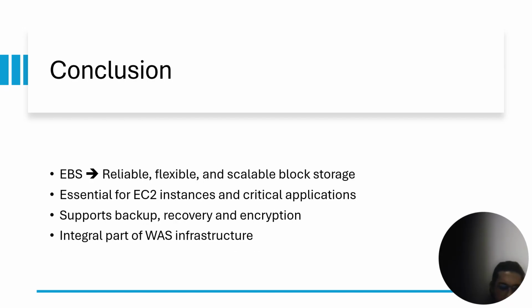In conclusion, we can say that Amazon EBS is one of the most critical services in AWS, providing reliable and scalable block level storage for EC2 instances. Its features like snapshots, encryption, and multiple volume types make it suitable for a wide range of use cases, from simple web servers to complex enterprise databases. Understanding EBS helps to ensure your AWS infrastructure is both efficient and reliable.